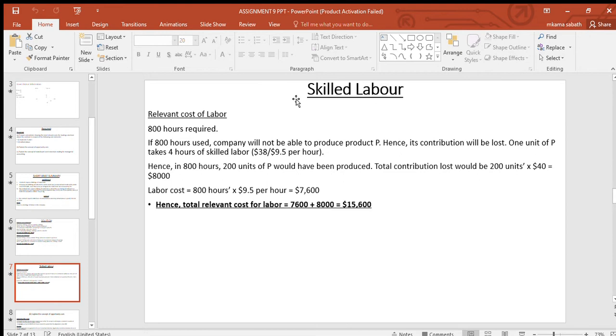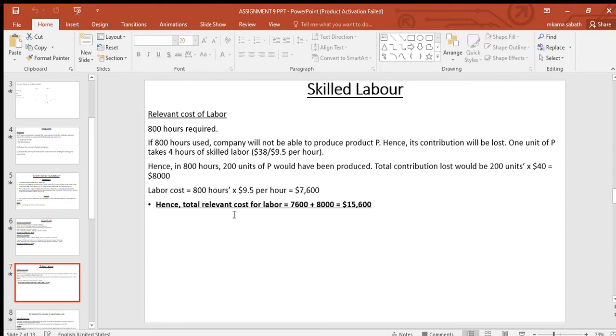So that will be 38 divided by 9.5 per hour. Hence, in 800 hours, 200 units would have been produced. Total cost contribution would be 200 units times 40, whereby you get 8,000. After that, the labor cost.